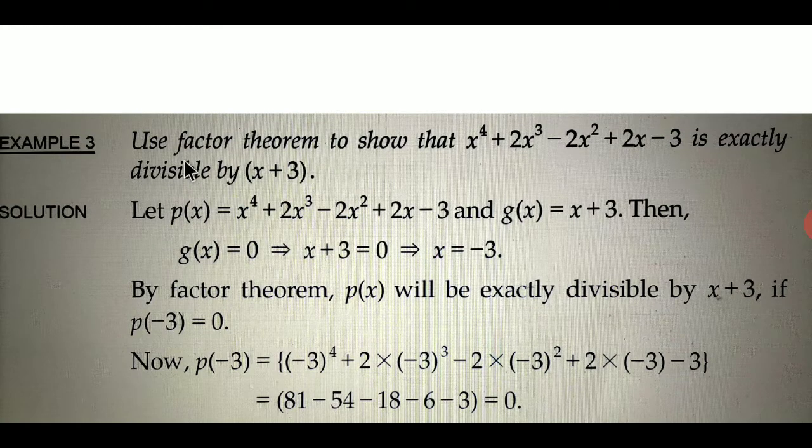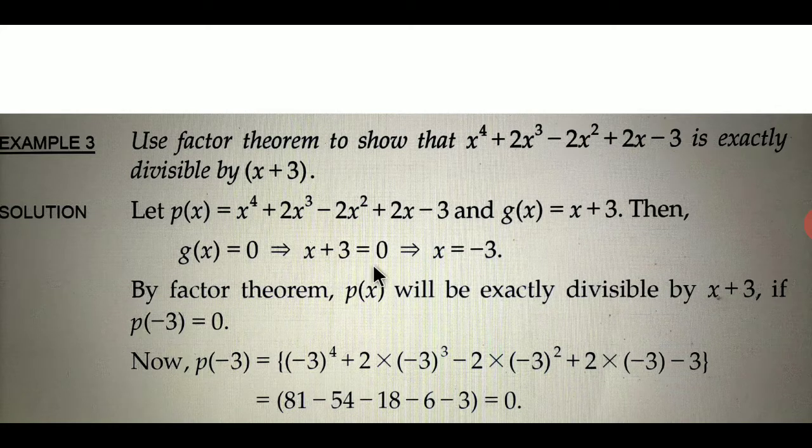Example 3. Use factor theorem to show that this one is exactly divisible by this x plus 3. Look, if the remainder is 0, then p(x) will be divisible by g(x). So we are just actually applying the remainder theorem, and we are finding out the remainder is 0. Then g(x) will be a factor of p(x), nothing else. Okay, so p(x) is this one, g(x) is this one.